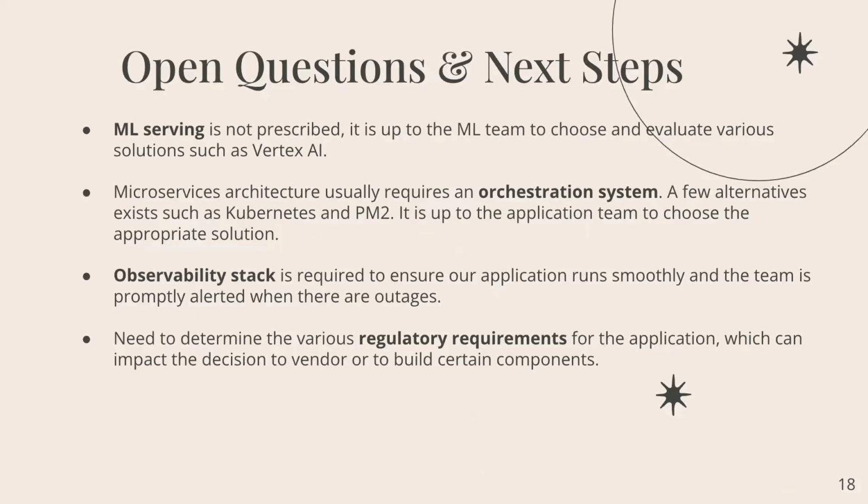Now for open questions and next steps. So first, our machine learning serving platform is not prescribed. It is up to the machine learning team to choose and evaluate various solutions such as Vertex AI. And secondly, microservices architecture usually requires an orchestration system. So a few alternatives exist such as Kubernetes and PM2. So it is up to the application team to choose the appropriate solution.